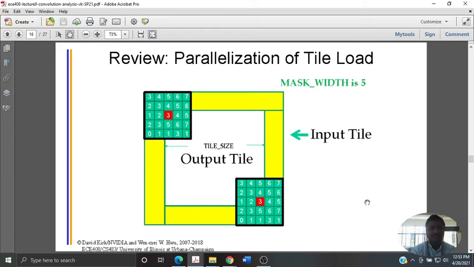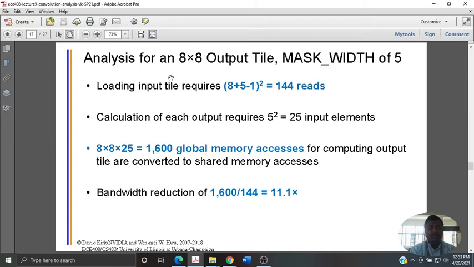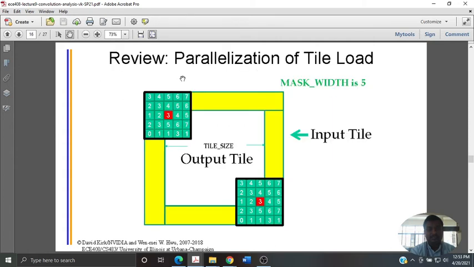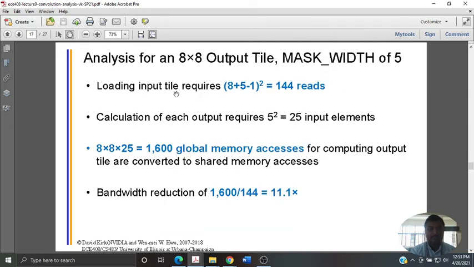As we have stated, again through parallelization of a tile load, the tile size or output, your input is scanning across, so you are covering those additional computations also. Now the output tile is 8 cross 8, and the mask tile is 5 cross 5. So 5 cross 5 is your mask width, and 8 cross 8 is your output width, and the total inputs that have to be loaded is 144 elements at once.